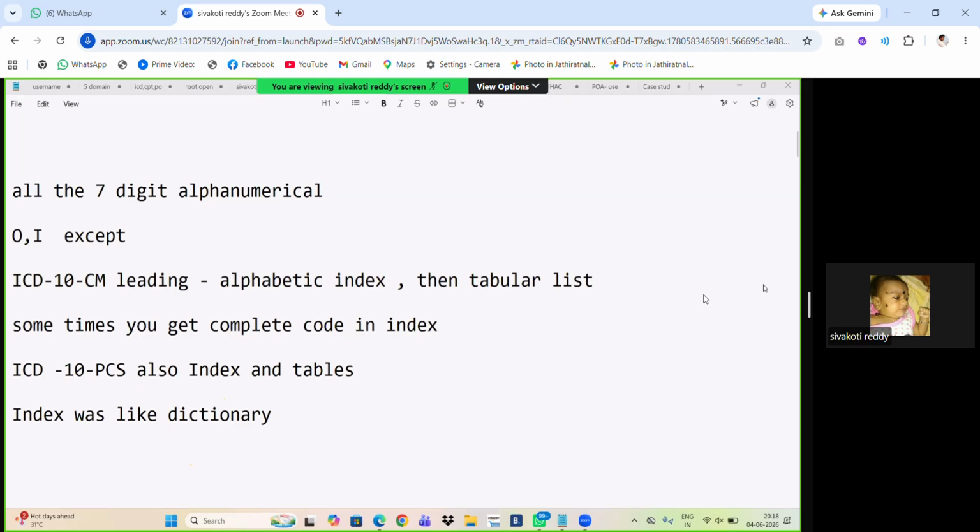We need to learn about the 7 characters. First, we need to understand the definitions of the 7 characters. Only then is it possible to build a PCS code. It is much more difficult than CPT and ICD-10-CM because you don't get a direct code. So put more focus on understanding the concept: how to build the code, how to find the code, and what each character means. Only then is it possible to get a code. Got it? Do not be negligent, guys, with PCS.